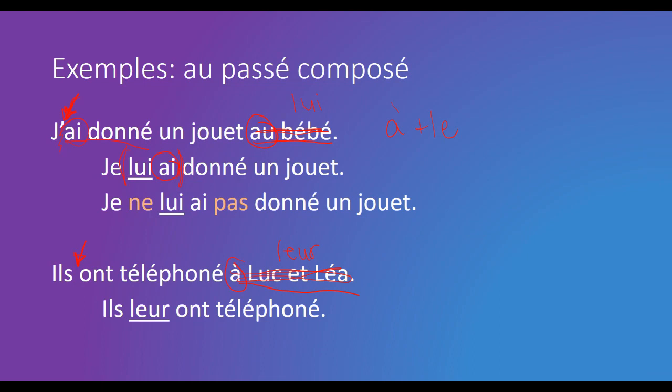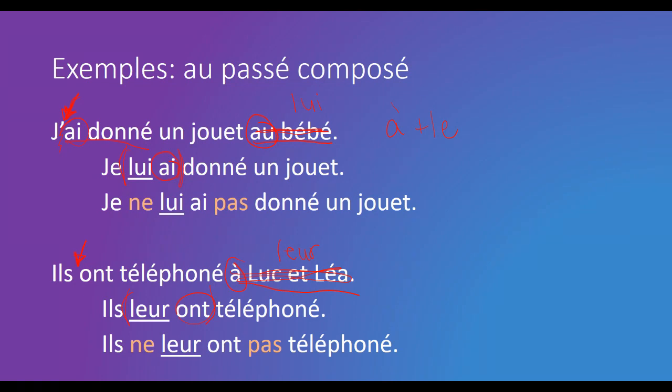Okay, last one. Now, once again, that is our helping verb, so we go to put it around there. The leur goes inside the sandwich. So when we go to make it negative, it is going to be ils ne leur ont pas téléphoné. They didn't call to them, or they didn't call them. Okay? All right, you with me so far?